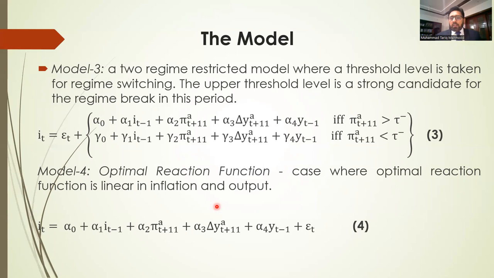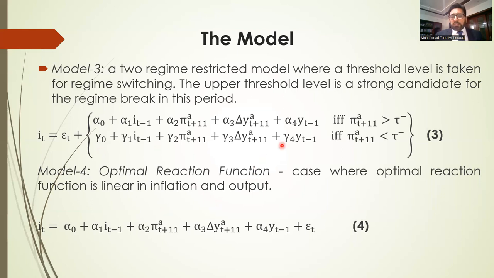A two-regime model assumes that, for example, if the inflation is 10% and that is the upper threshold level, then the monetary policy reaction function below 10% would be different from the one above 10%. So in this model, we are assuming that there are only two periods, and in these two periods, the upper threshold is basically a strong candidate for a regime break.